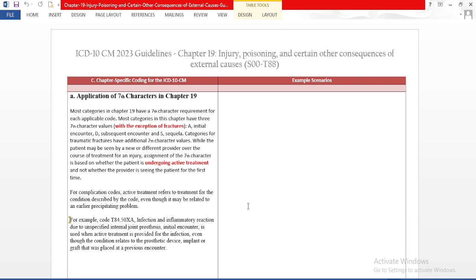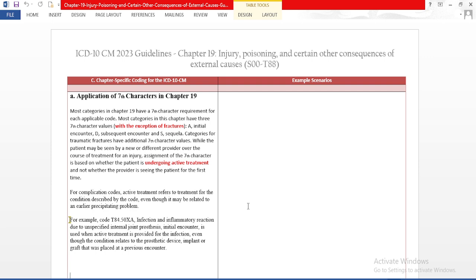Guys, today we are going to learn ICD-10-CM 2023 guidelines, chapter 19, which is injury, poisoning and certain other consequences of external causes. Code ranges from S00 to T88. Our first guideline is application of seventh characters in chapter 19.